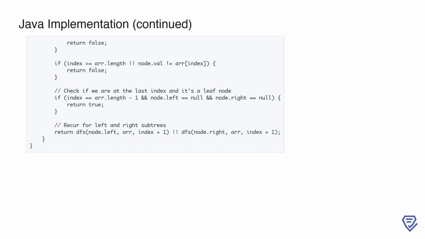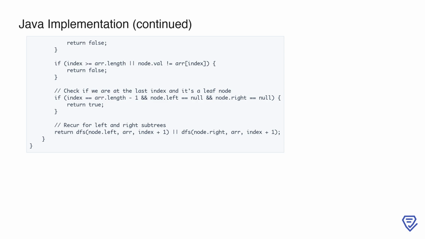The DFS method is a recursive helper function that handles the depth-first traversal of the binary tree. First, we check if the current node is null. If it is, we return false because a null node cannot be part of a valid sequence. Next, we verify if the current index is out of bounds of the array or if the value of the current node does not match the corresponding value in the array. If either condition is true, we return false.